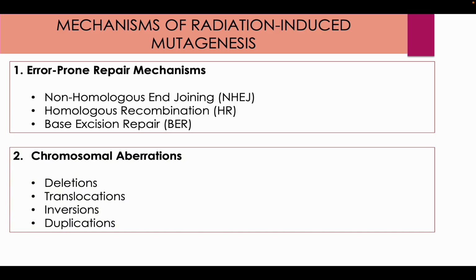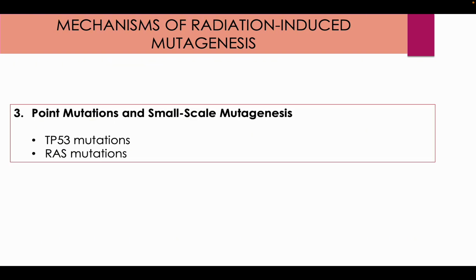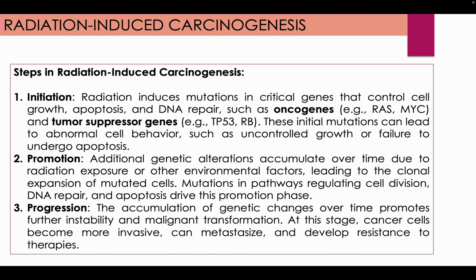The second mechanism is chromosomal aberrations. So if a double strand break is misrepaired during the cell cycle, it can result in deletions, translocations, inversions, and duplications. So that is under chromosomal aberrations. The third one is point mutations and small-scale mutagenesis. Examples are TP53 mutations and RAS mutations.